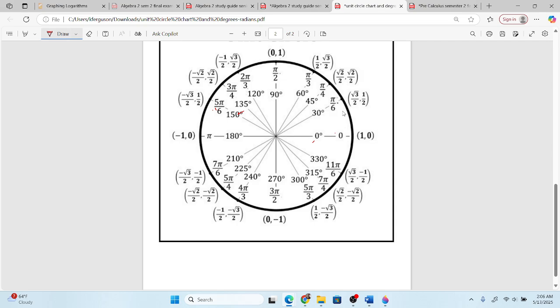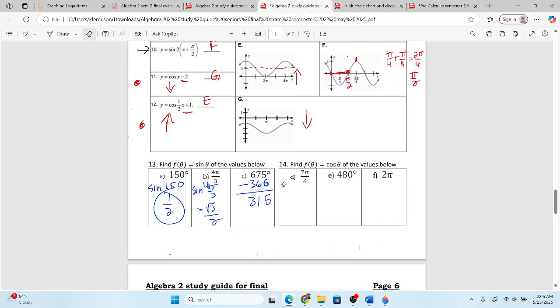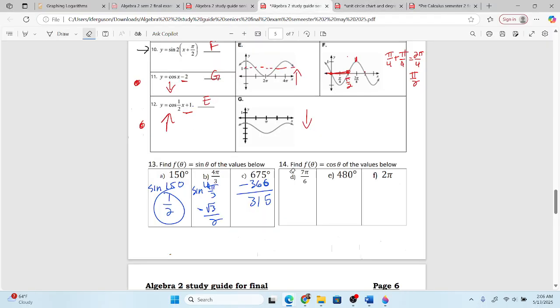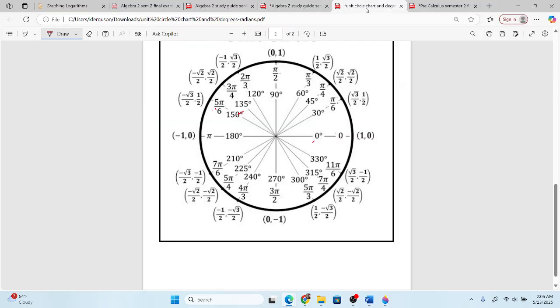So now we just look at 315. 315, what was it, sine or cosine? I think it was sine. Sine of 315. Sine of 315 is negative square root of 2 over 2. I'm going to do the same for cosine. 7 pi over 6. 7 pi over 6 is right there. 210. That's negative square root of 3 over 2.